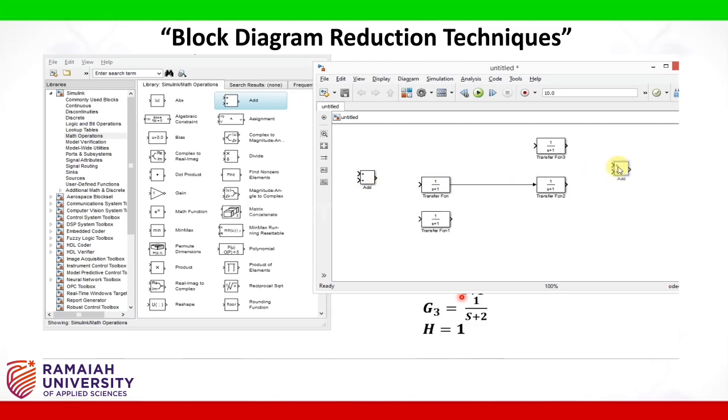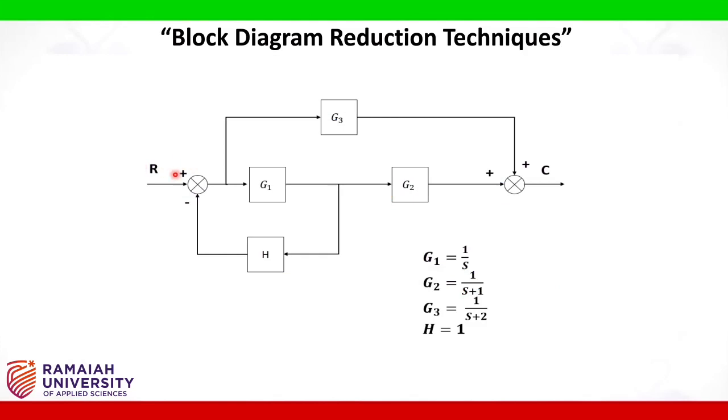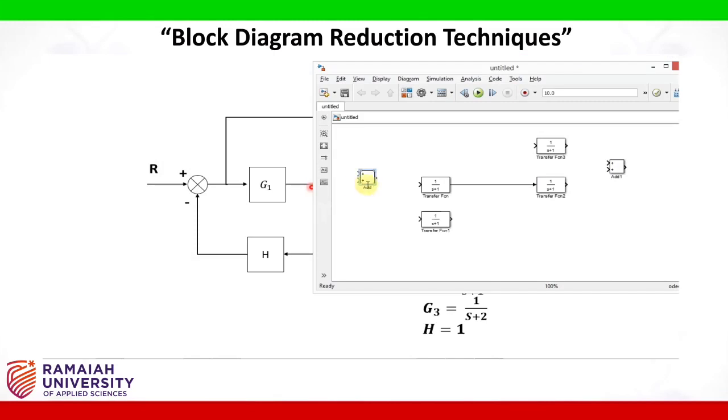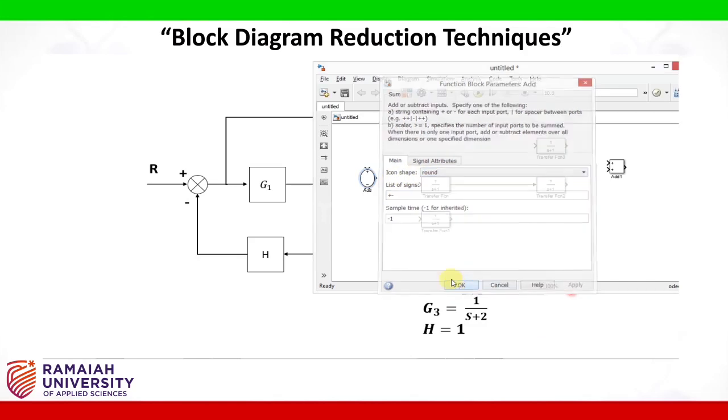Double click on add. You can see the parameters. So change the sign from plus plus to plus minus. Go to icon shape, change it to round, apply, OK. Now resize the icon.